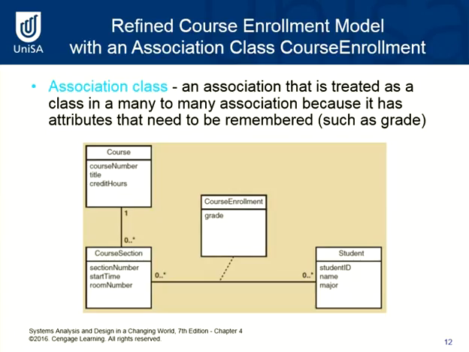So because we need to store something additional, what we do is create something called an association class, because it has attributes that need to be remembered, but those attributes cannot belong to either one of those classes. Okay, so hence we have a class with the dotted line representing the fact that it's an association class. An association that's treated as a class in a many-to-many association because it has attributes that need to be remembered. So if we have a many-to-many, and need extra attributes to store them, we create something called an association class.